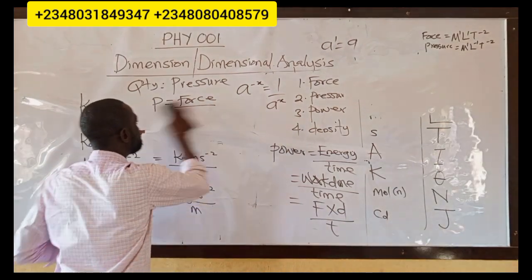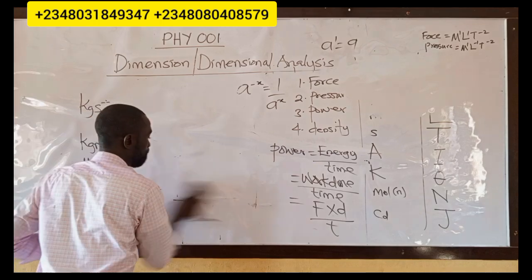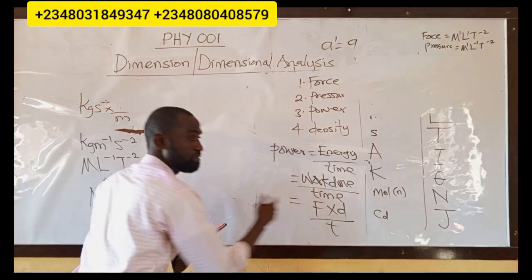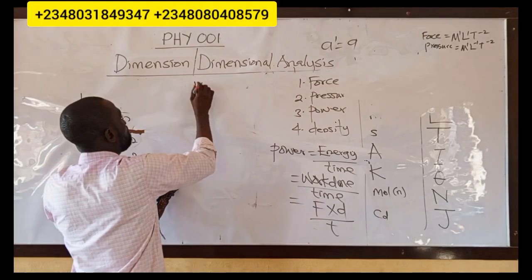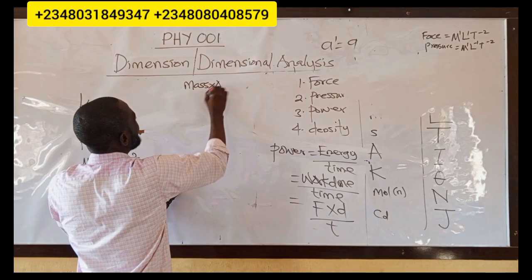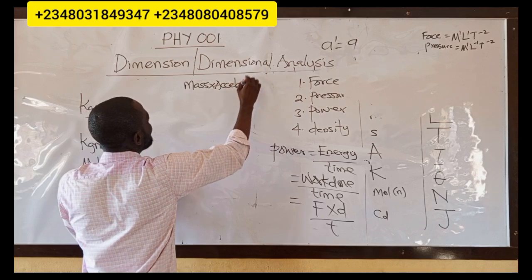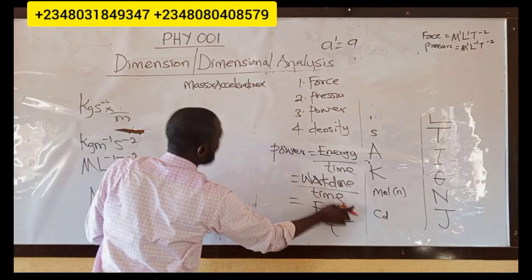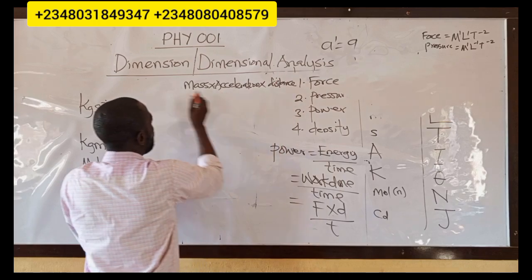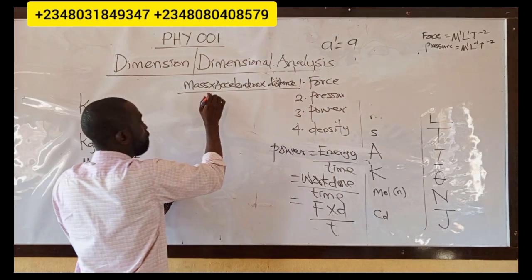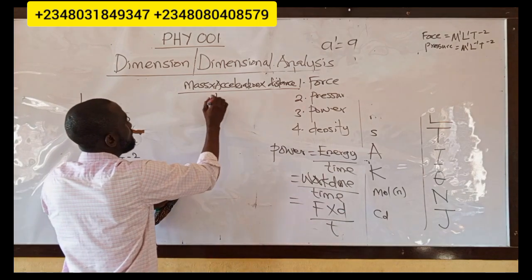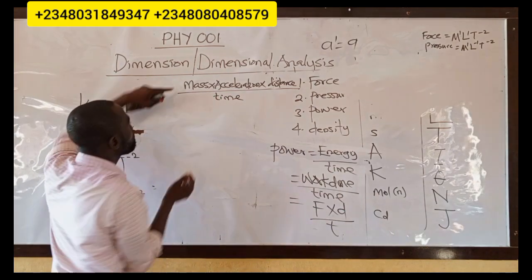What's the next thing here? Force is mass times acceleration. Then times distance again. So I have distance, all over time. Let's put our units.